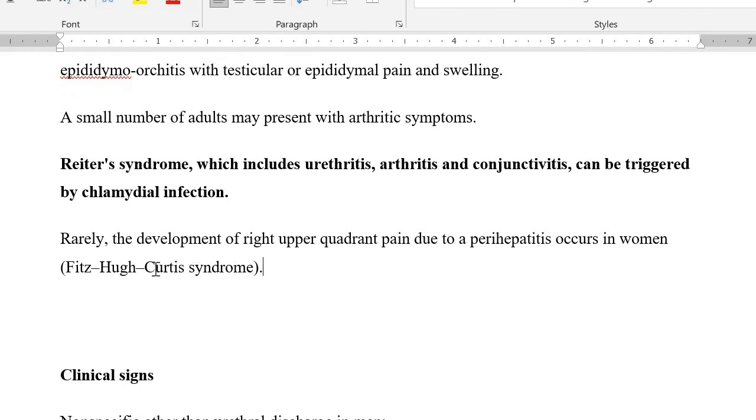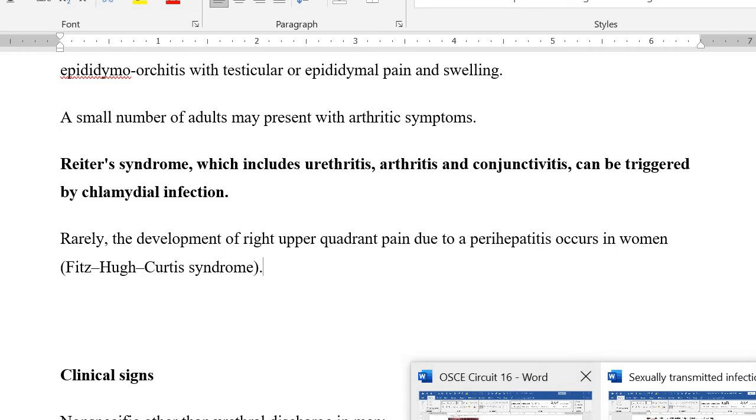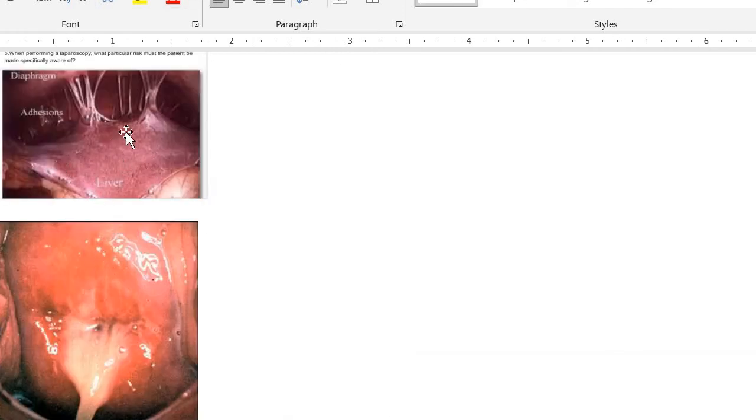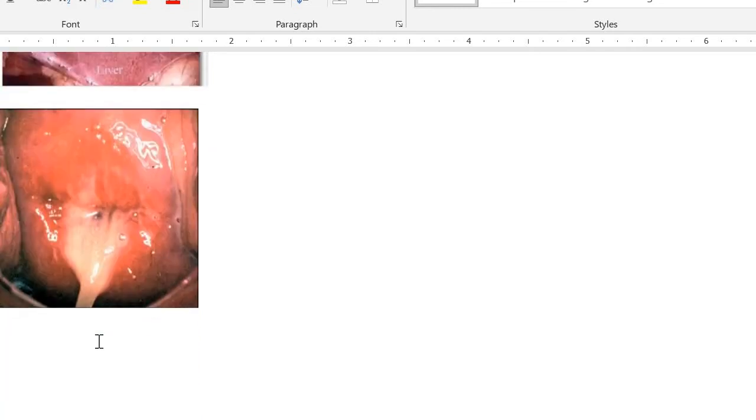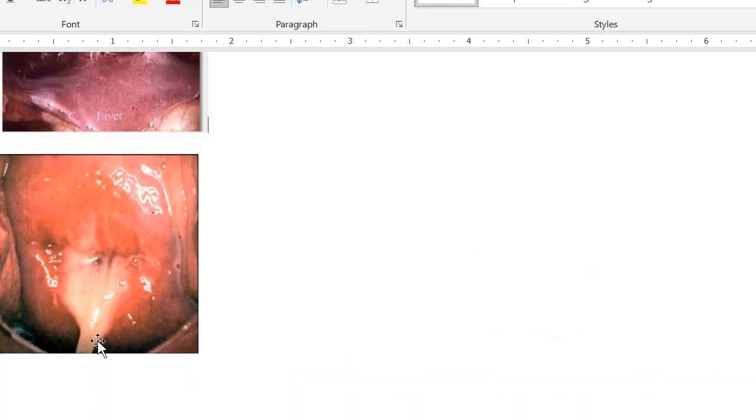Rarely there will be right upper quadrant pain due to perihepatitis, occurring in women with Fitz-Hugh-Curtis syndrome. Like we started our class with these adhesions, okay? Fitz-Hugh-Curtis, and this is the mucopurulent discharge from the cervix.